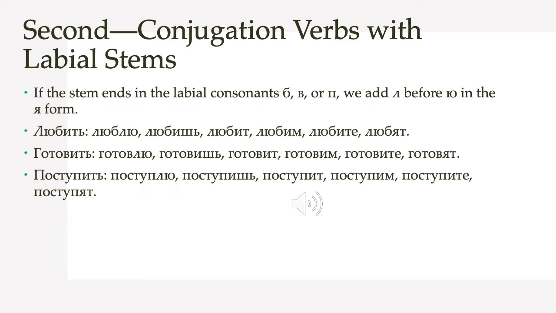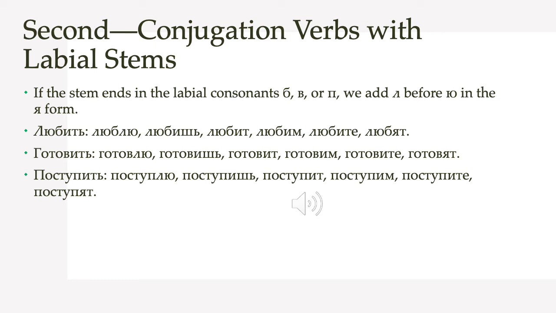Now let's look at second conjugation verbs with labial stems. Labials are consonants or sounds that you make using your lips. And the ones that interest us here are б, в, and п. When we have a second conjugation verb, the stem of which ends in б, в, or п, we add л before the у in the я form. So this is another type of mutation.